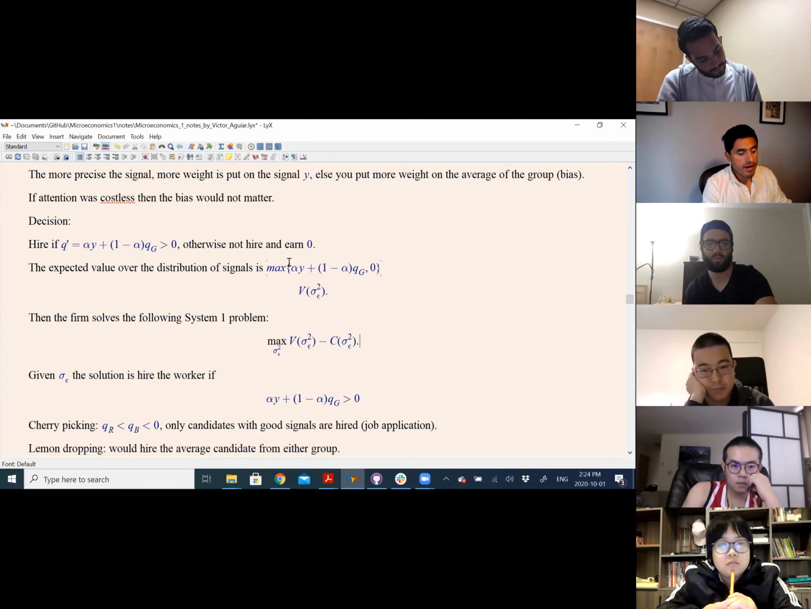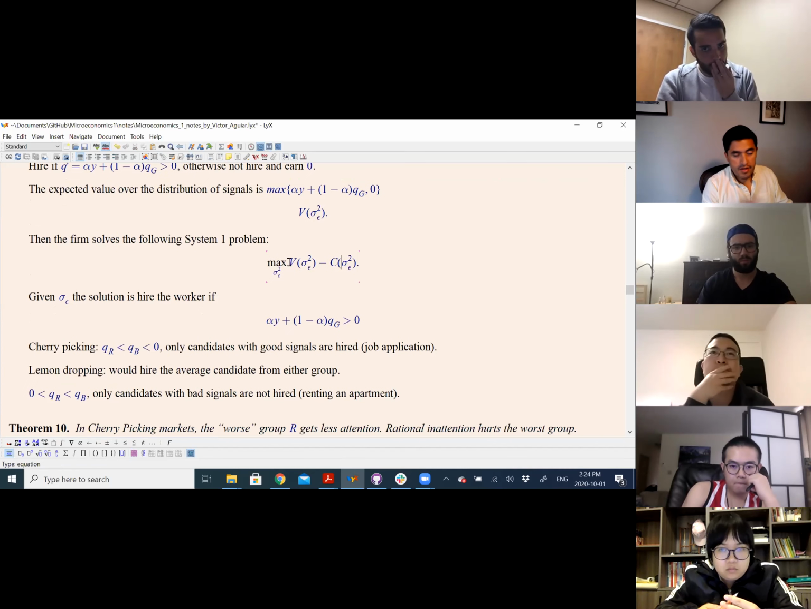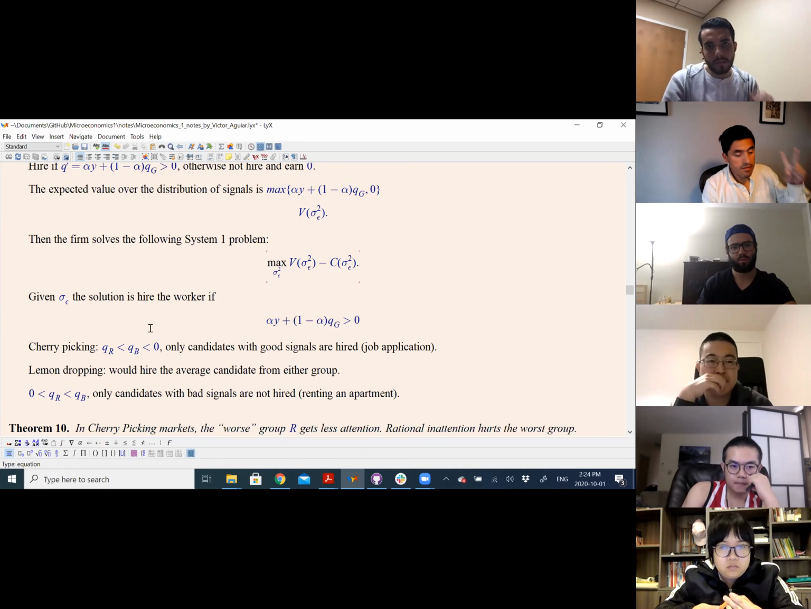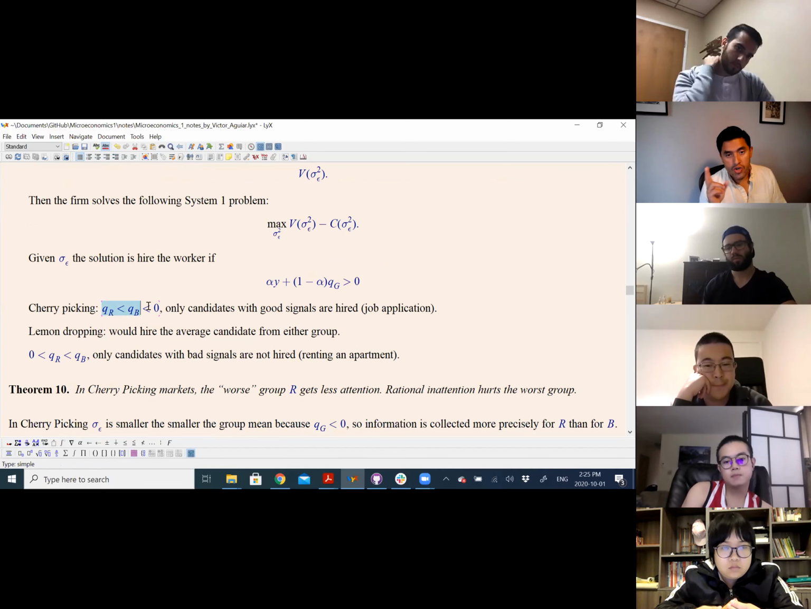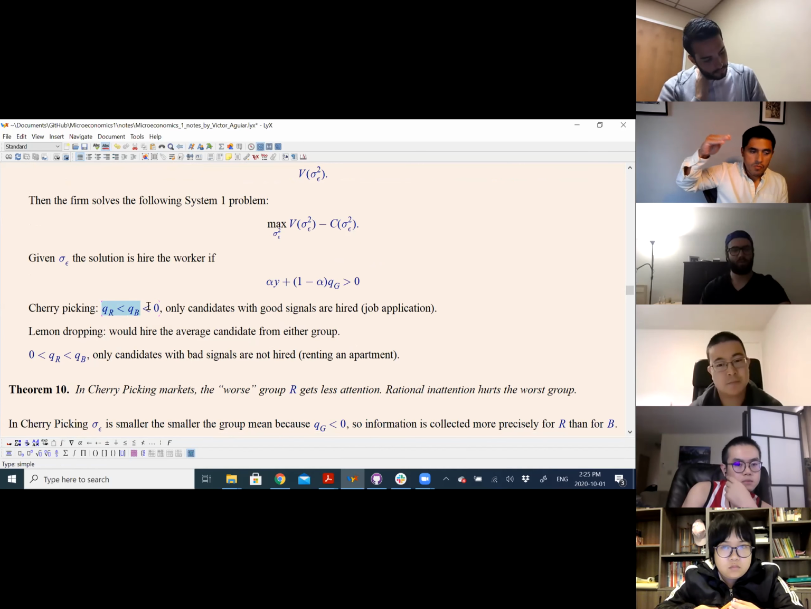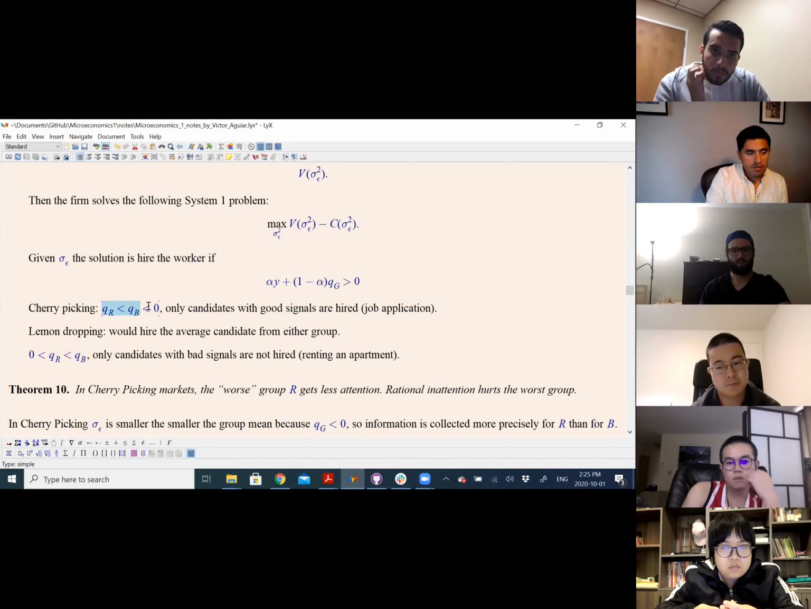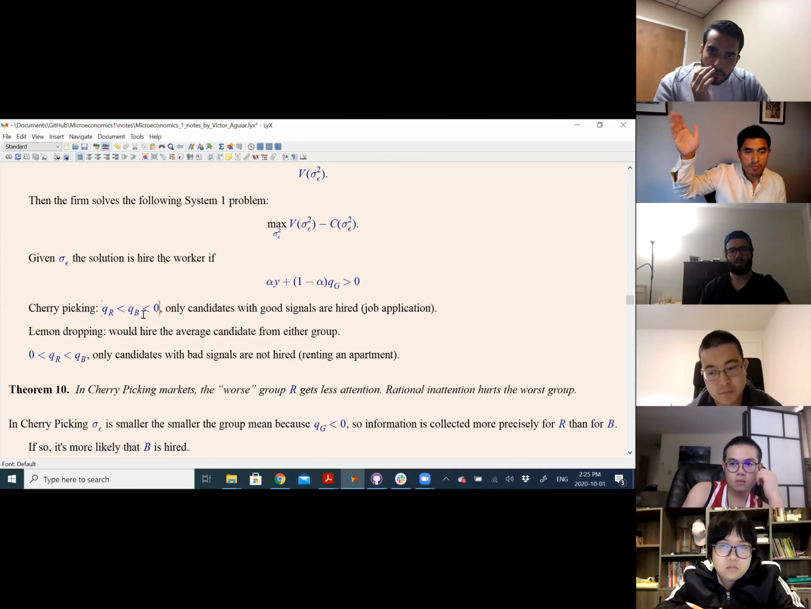Now, what is the problem? I have to pick the sigma epsilon as before with the cost. The only property I have is that the prime is negative. So now, let me do two types of markets. The first market is what is called cherry picking. So you are trying to hire for Amazon, right? Most people are below the bar, so you're only looking for the very top people. That means that the mean of R people and B people is below 0. So you are just looking for the best people, so that's cherry picking.